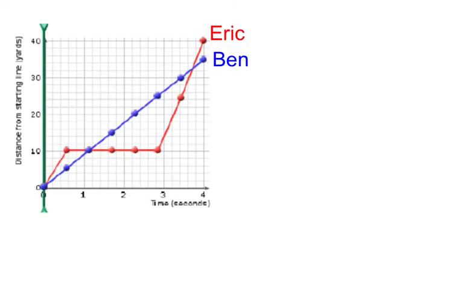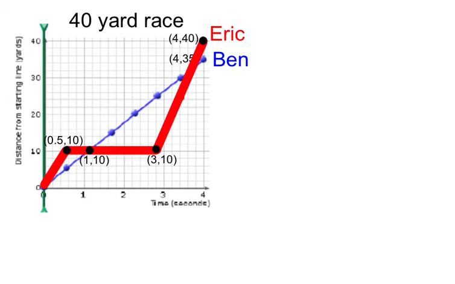The second and last graph we're going to be looking at in this video is a race. This race is between Eric and Ben, and this again is a distance time graph. You can see by looking at this graph that the distance goes all the way up to 40 yards, so we know that this race is 40 yards long.